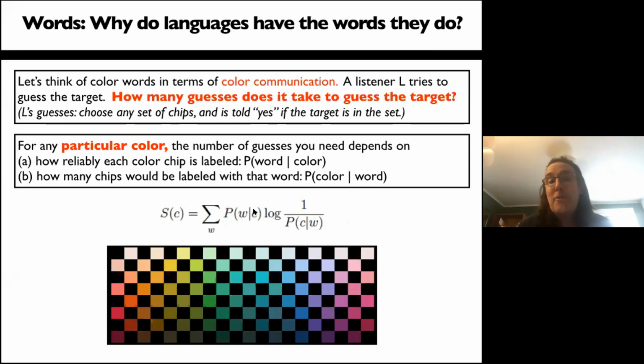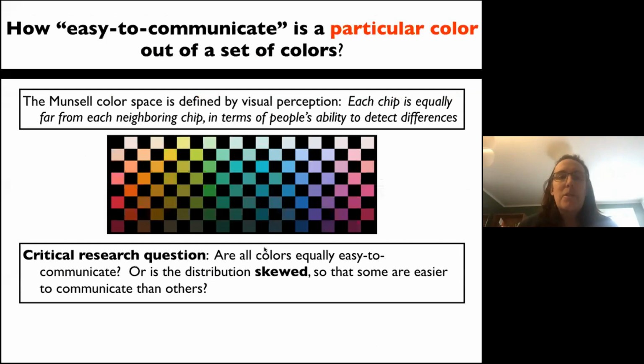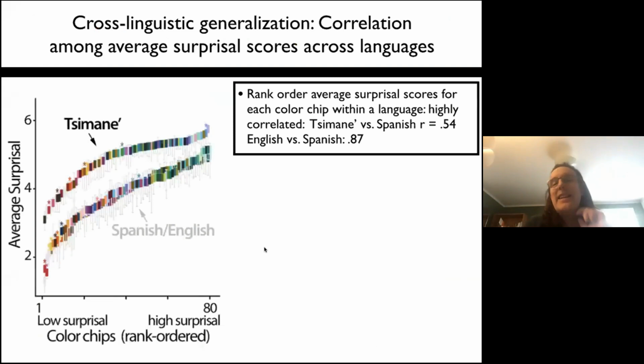And there are different things I can do for the probability of a color, why people talk about color, and maybe take a uniform prior, maybe take some other prior, and then you come up with some similar results. Anyway, so I get this measure for every one of those chips, and then I can rank those chips according to how easy or hard they are to convey.